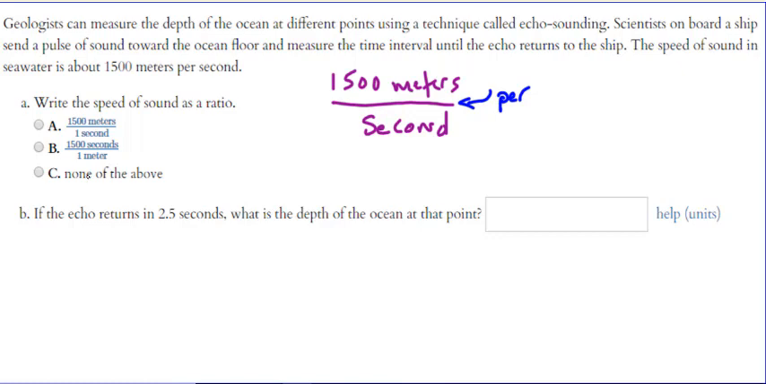So that would be, and that's 1 second, right? So that would be A. Okay, if the echo returns in 2.5 seconds, what is the depth? Well, it would be 1,500 times 2.5. And when you do that, 1,500 times 2.5 is 3,750.